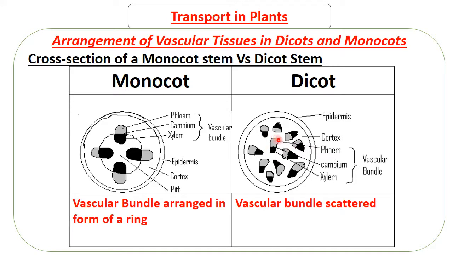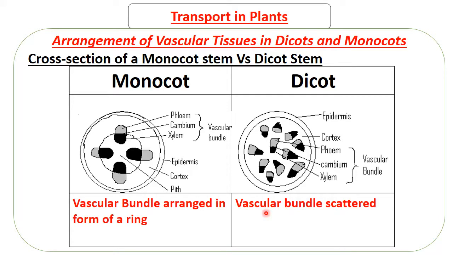If you take a look at each vascular bundle, a vascular bundle is made of 3 types of tissues, that is the phloem, the xylem, and the cambium. So if we take a look at this, we have got the phloem here, the xylem here, and in between is the cambium. So that's the difference between monocot and dicot stems. In one, the vascular bundles are arranged in the form of a ring. In the other, the vascular bundles are scattered.